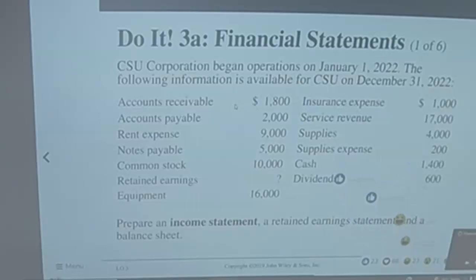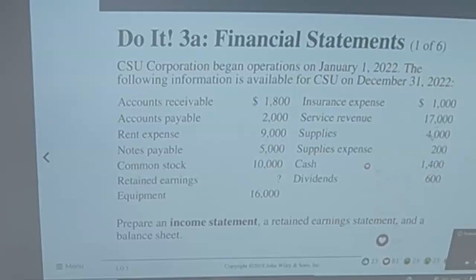They have an account for accounts receivable, and it has a balance of 1,800. They have an account for accounts payable, and it has a balance of 2,000. They have accounts for rent expense, notes payable, common stock, which represents the value of the shares they sold. We don't know what the retained earnings are, since they just started business, so they don't have any retained earnings yet. Until we do the income statement, we won't know what the retained earnings are. There's the equipment, insurance expense, the revenue, supplies expense.